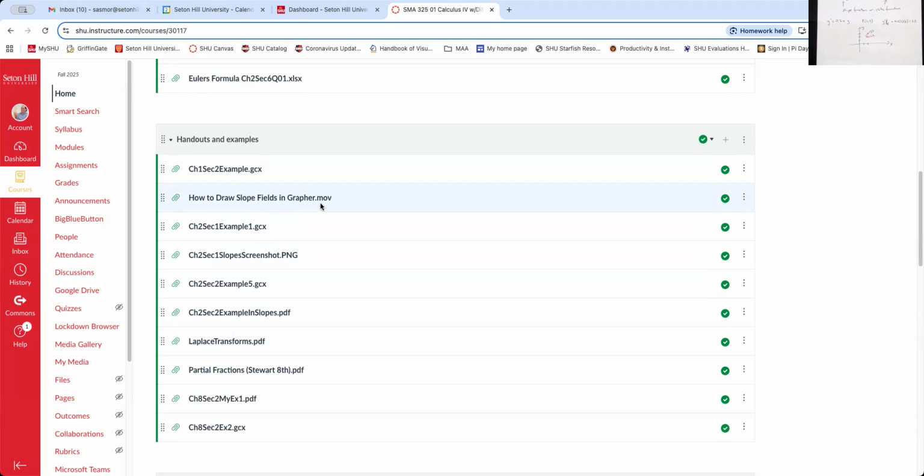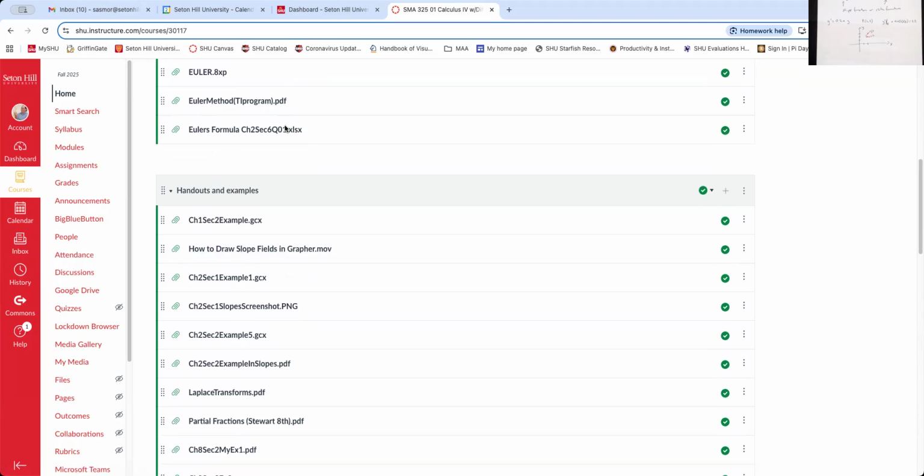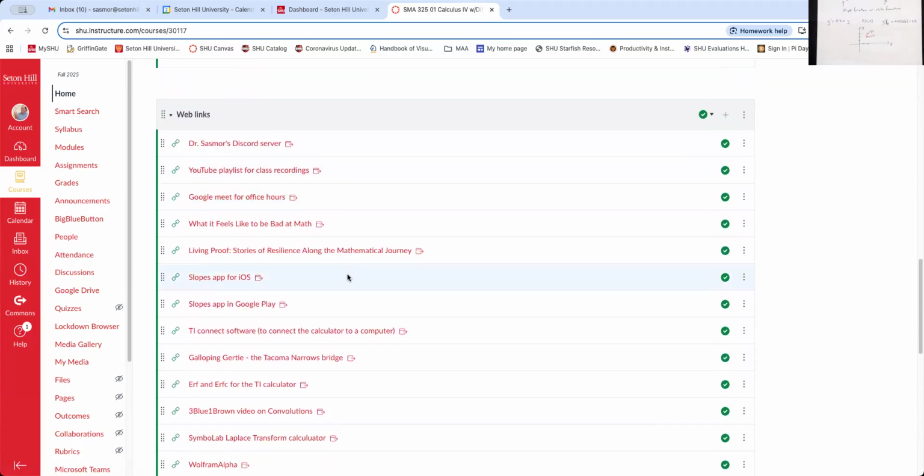By the way, up above that, in reference files, there's that thing about Malthus, the exponential growth in food. Way down here is a web link to an app called Slopes. It's available for iOS or Android. I don't care. You can put it on the Mac. It doesn't run natively on a PC, but it will run on a phone or an iPad if you've got one.